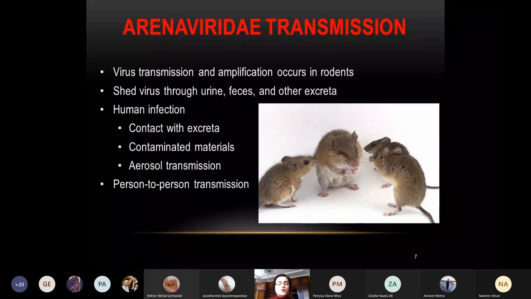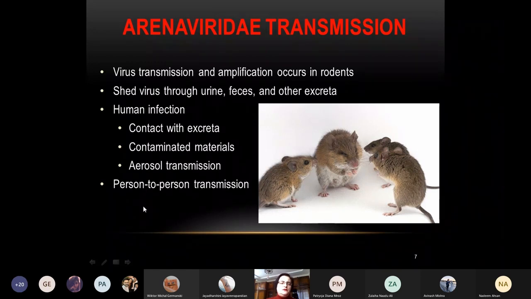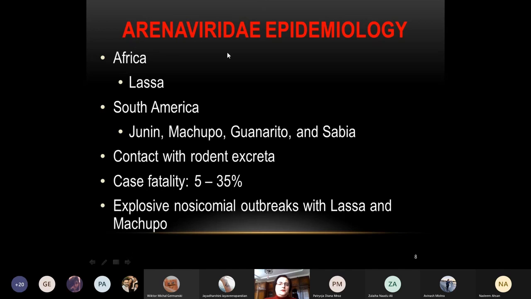Person-to-person transmission has also been documented in healthcare settings through close contact with infected individuals and contact with infected blood and medical equipment. Epidemiology of arenaviruses. Arenaviruses are found worldwide. However, the viruses responsible for causing hemorrhagic fever are restricted to 2 continents. Lassa virus is endemic to the region of West Africa, while Junin, Machupo, Guanarito, and Sabia viruses are all found in South America. The latter are grouped together as the Latin American hemorrhagic fevers or South American hemorrhagic fevers.